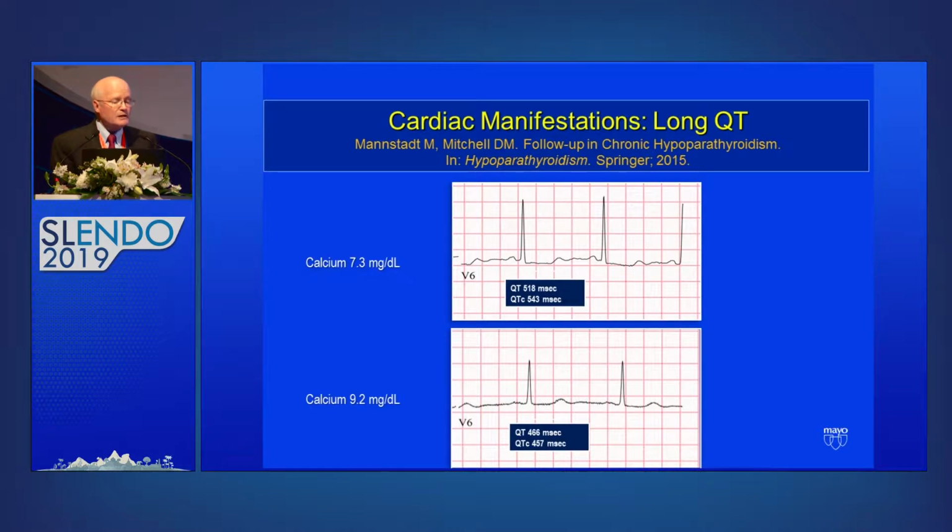Now, many times in our clinics, we're not checking electrocardiograms very often, but these show up because they came through the emergency department, or sometimes our cardiology colleagues will see them. And this shows a case of a patient that Michael Mannstadt at Harvard in Boston showed, in terms of the change in the QT interval that developed when the patient initially presented with a serum calcium of 7.3 milligrams per deciliter on the top panel, and then subsequently, when the calcium was normalized to 9.2, you can see that the QT interval, whether it's corrected or even baseline, did shorten as expected.